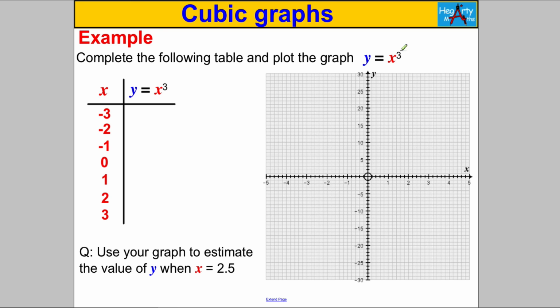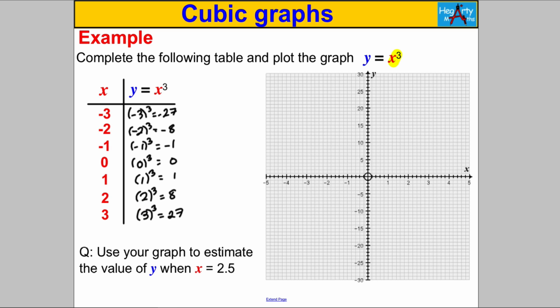Now, cubic graphs are graphs where you see a power of x cubed. The highest power is x cubed. So all we're going to do is substitute each of these values in here. So we're going to work out negative 3 cubed, which is negative 27, negative 2 cubed, which is negative 8, negative 1 cubed, which is negative 1, 0 cubed, which is 0, 1 cubed, which is 1, 2 cubed, which is 8, and 3 cubed, which is 27. And we're going to plot the x values against the y values, as a set of coordinates, and see what we get. So let's go and have a go at doing that.